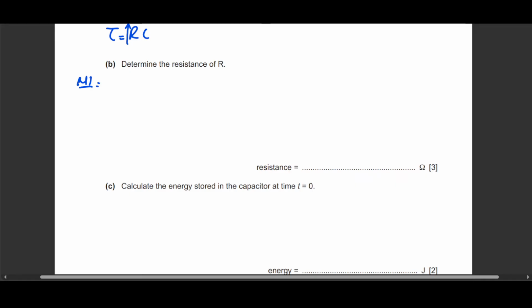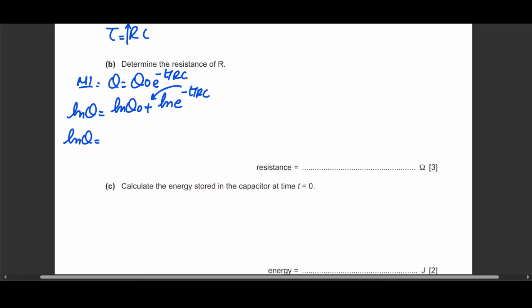So first we need to use the equation Q equals Q naught e raised to the power minus t by RC. If you take log on both sides, this becomes ln Q equals ln Q naught plus ln of e raised to the power minus t by RC. Now this is logarithmic rules. The power is going to come on the outside. So this becomes ln Q equals ln of e, which becomes 1, times minus t by RC, plus ln of Q naught.